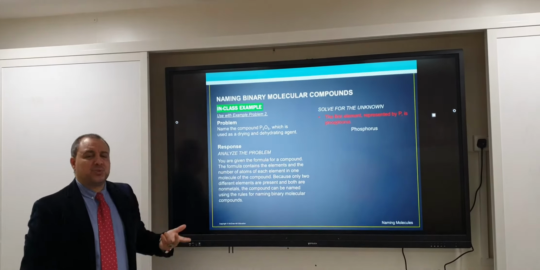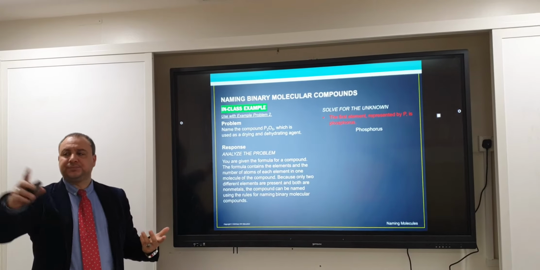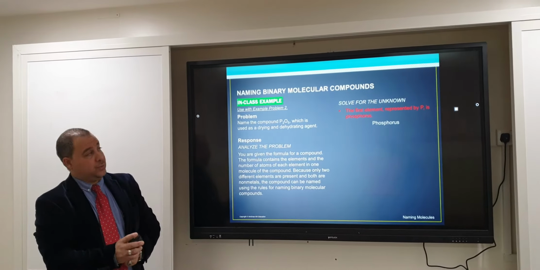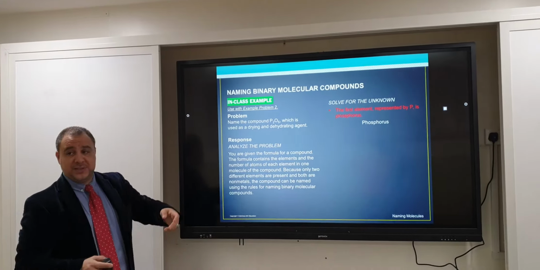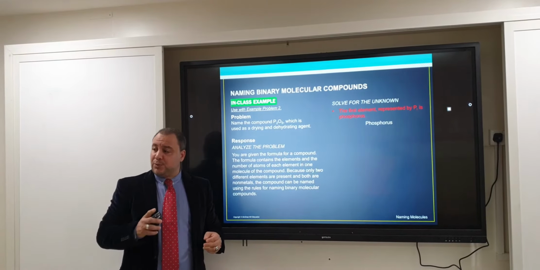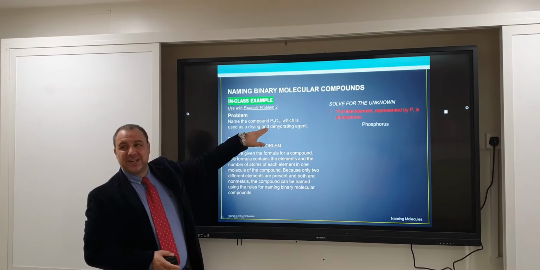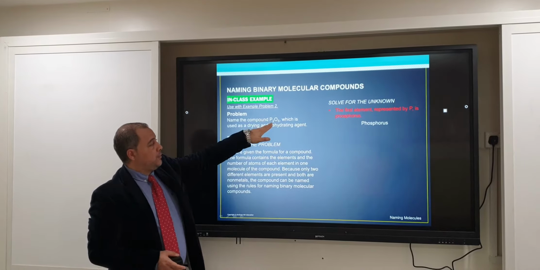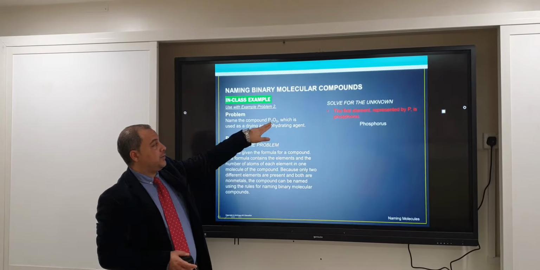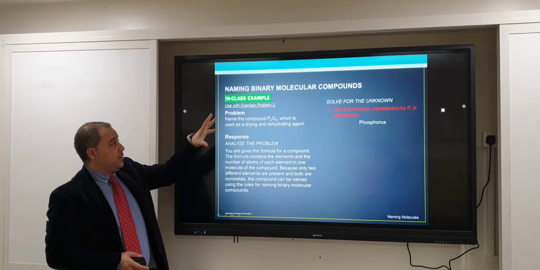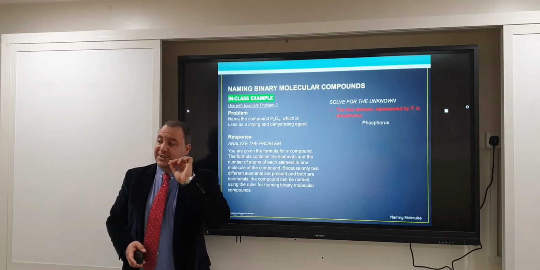What is the name of this, P2O5? Yes, it's okay, good. P2O5 means, what is the number of atoms in this compound? Yes, the number of atoms is 7: 2 phosphorus atoms and 5 oxygen atoms. So the number of atoms in this compound is 7.